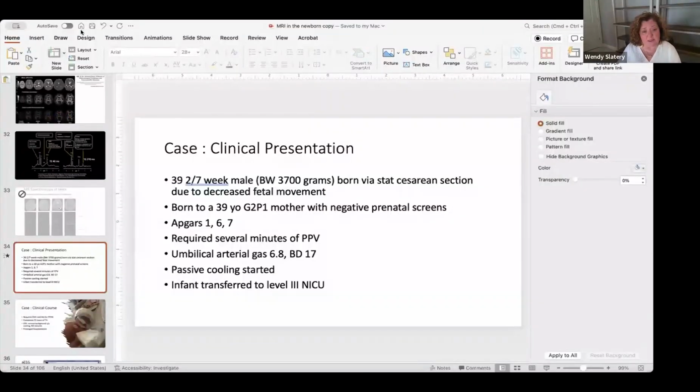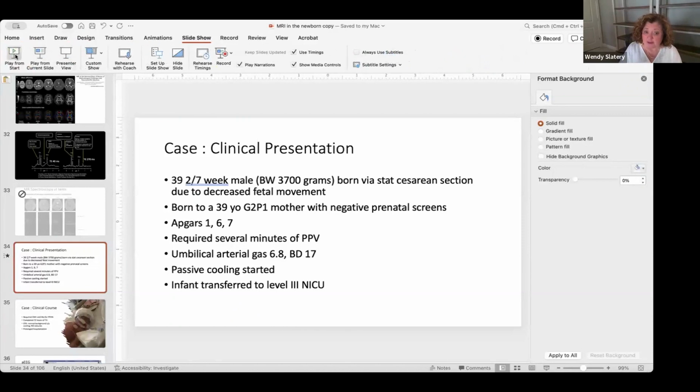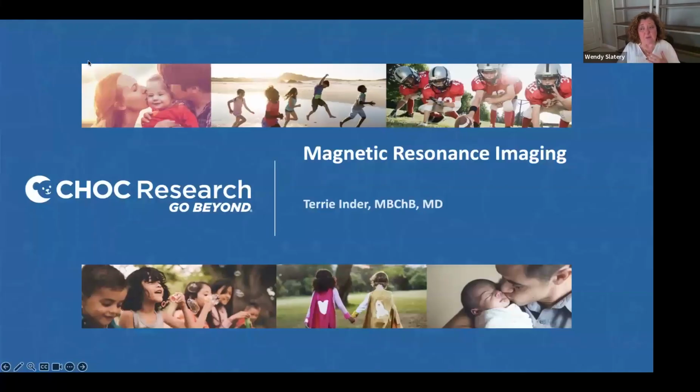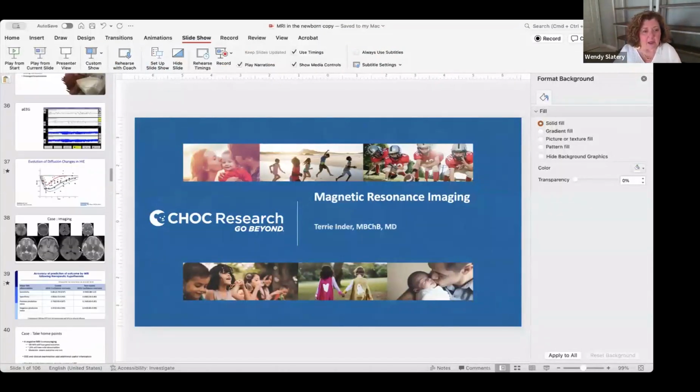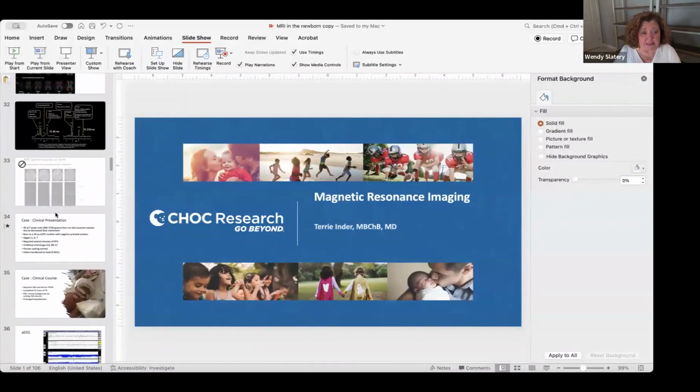Dr. Inder started last month with a really nice comprehensive overview of MRI and MRI technology, specifically in use with the neonatal brain, and focused a little more heavily on term equivalent imaging. And as promised, today she is going to take us through some clinical case reviews and discuss a little more about the preterm infant application for neonatal brain imaging utilizing MRI.